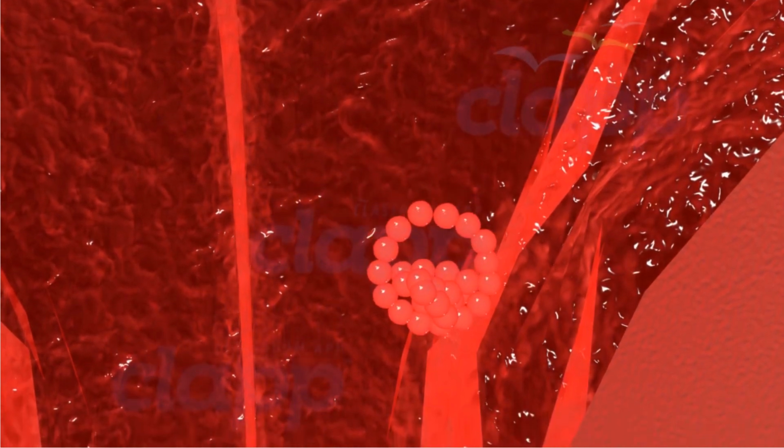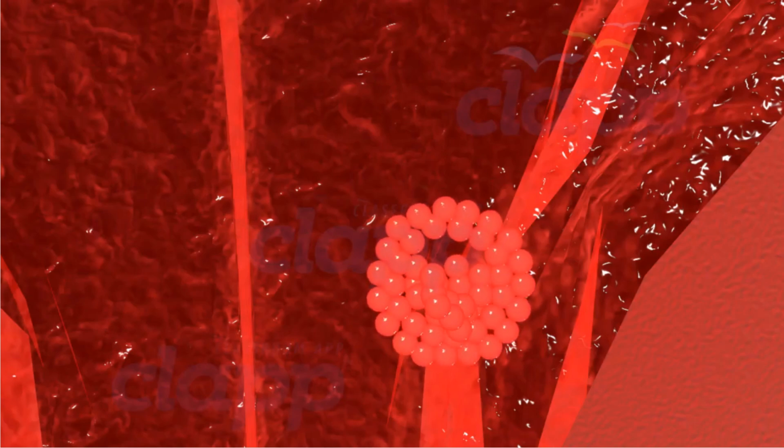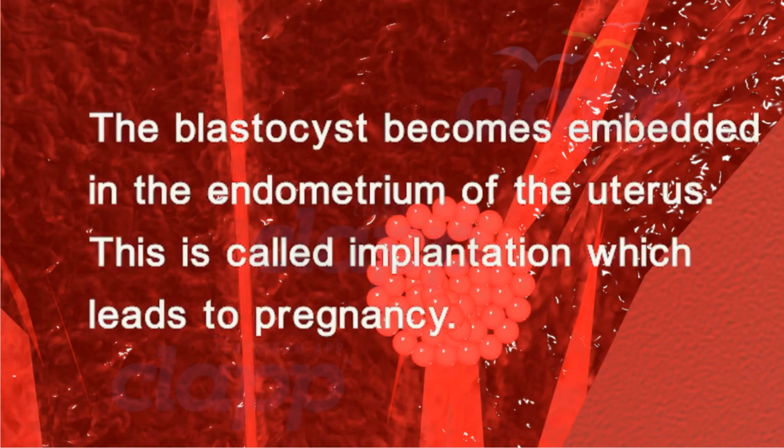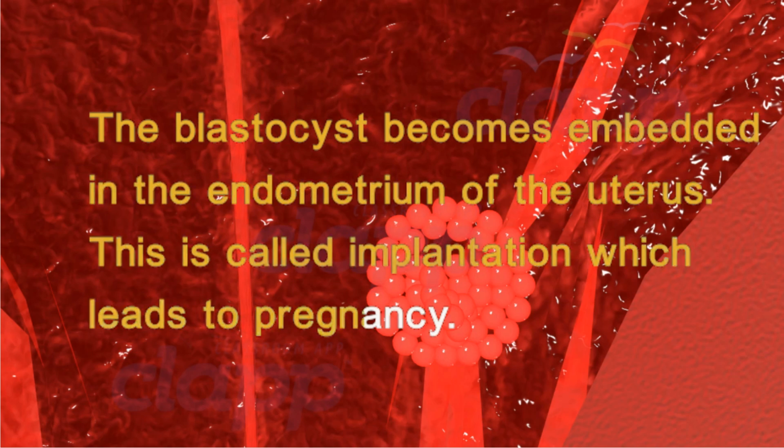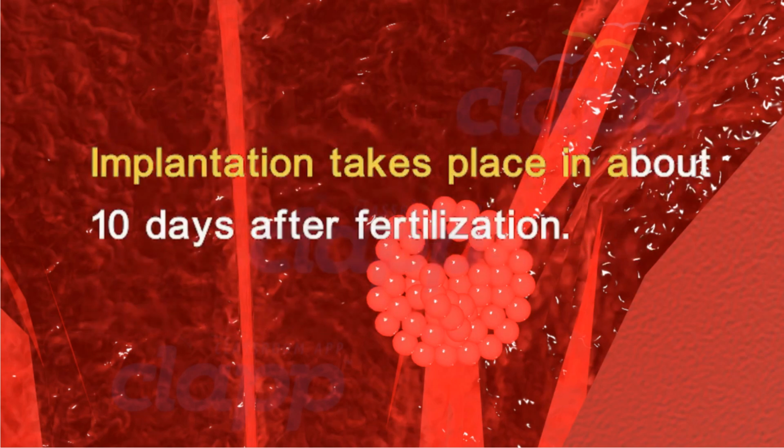The trophoblast then gets attached to the endometrium and the inner cell mass is differentiated into an embryo. After attachment, the uterine cells divide rapidly and cover the blastocyst. The blastocysts become embedded in the endometrium of the uterus. This is called implantation, which leads to pregnancy. Normally, implantation takes place about 10 days after fertilization.